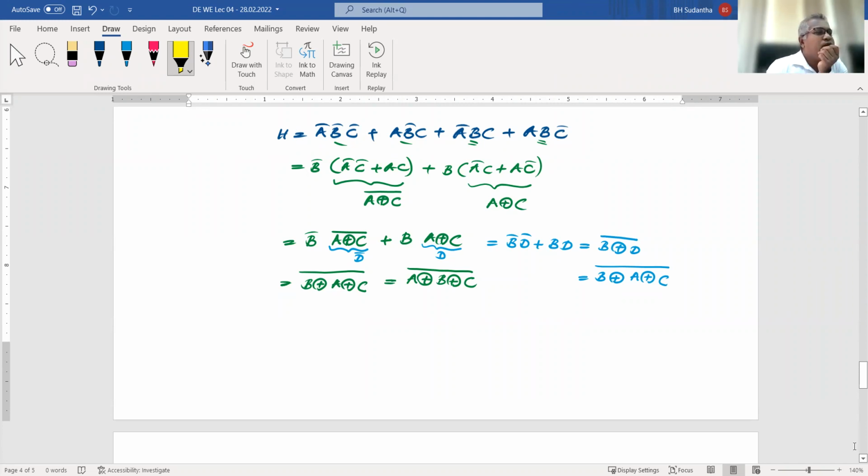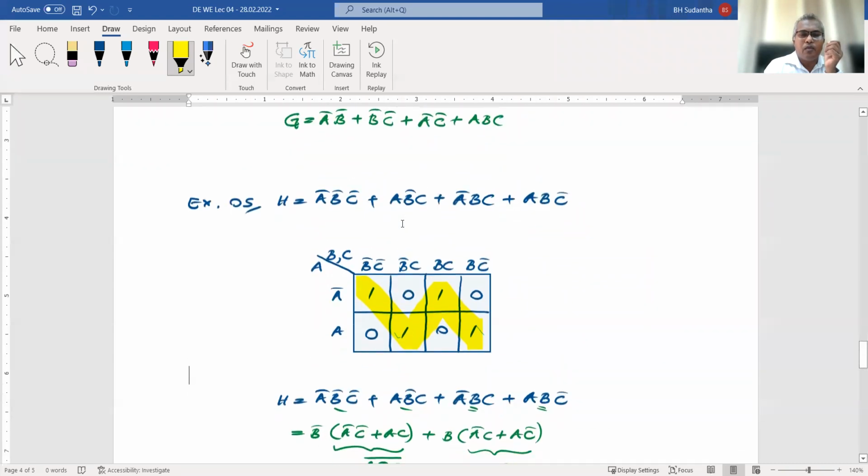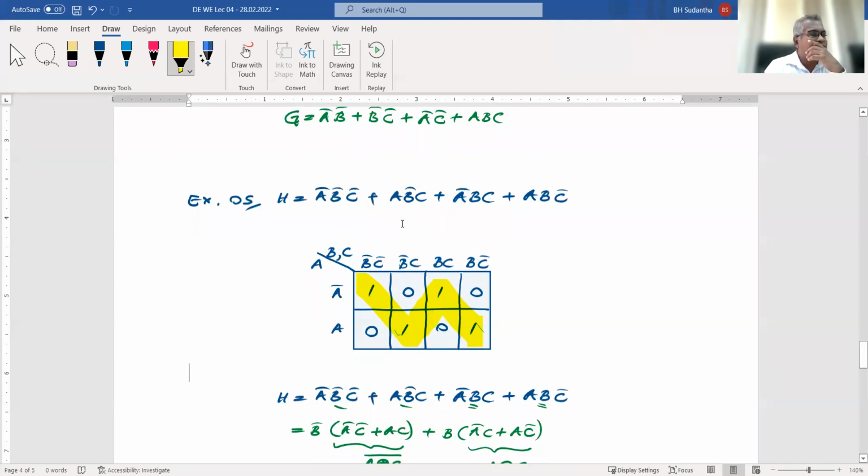In question 5, there are two groupings possible. Question number 5, that you are mentioning, that two groupings are possible. How can we make groups there? Question number 5.